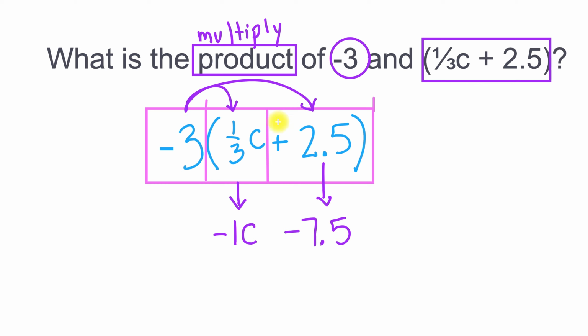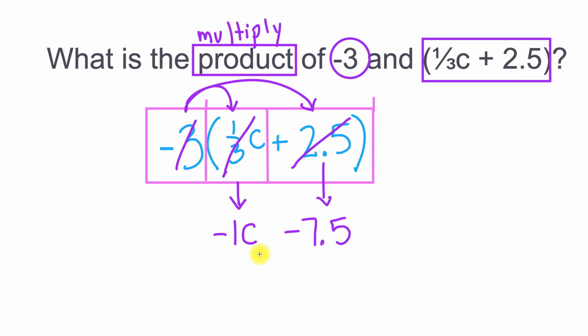And there's nothing else to distribute. I multiplied -3 times 1/3 c and got -1c. That means I'm done with this term. And then I also multiplied -3 times positive 2.5. That means we're done with this term because we ended up getting -7.5. And since we distributed to everything inside, we're also done with the touch term, -3. So our next part of this expression, or our next expression from the distribution, is -1c minus 7.5.